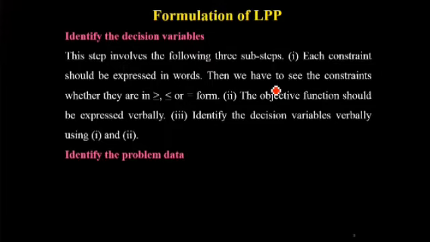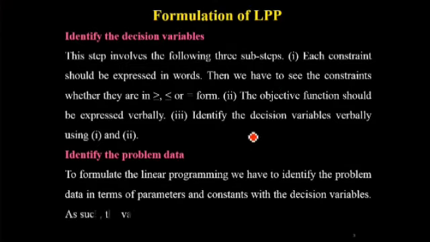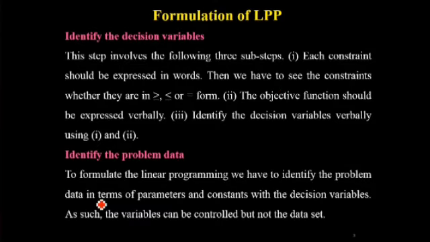So plenty of things are involved and subjected and provided through some data, means value. So the value is very important, that you have to consider, that also you have to identify. So to formulate linear programming, we have to identify the problem data in terms of parameters. It can be in terms of parameters and constants with the decision variable. As such, the variables can be controlled, but not the data set.